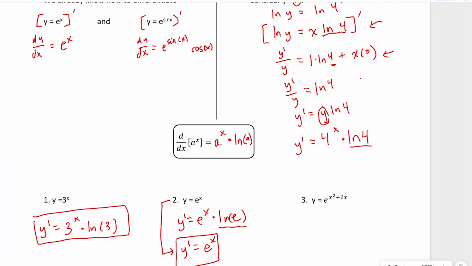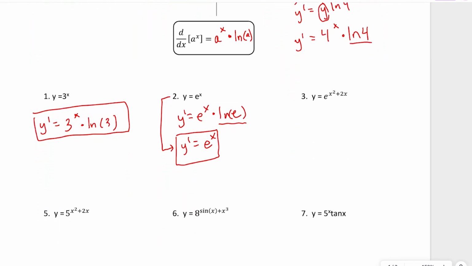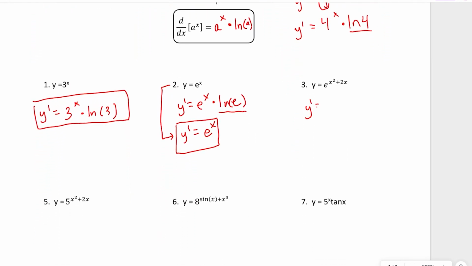We can treat it like we treated y equals sine x up here. And so we'll say y prime equals e to the x squared plus 2x times the derivative of what's in the exponent here, 2x plus 2. Make sure you put parentheses around there.